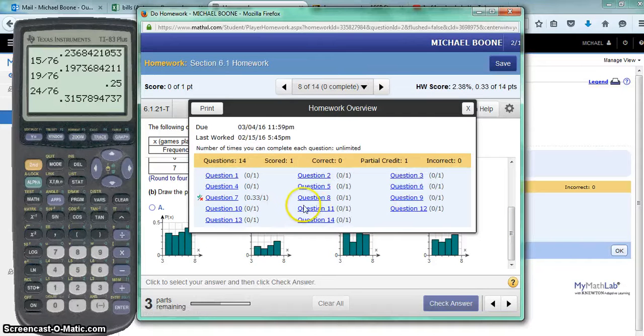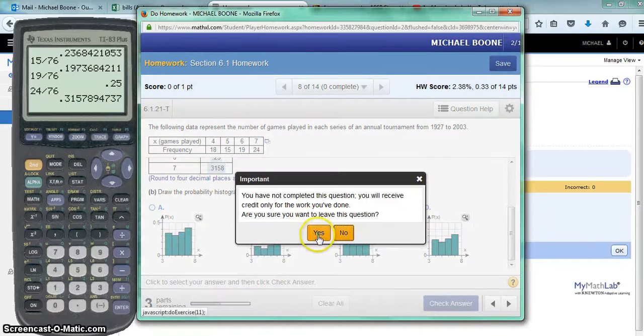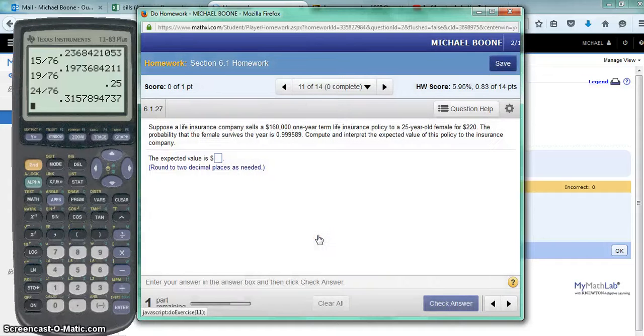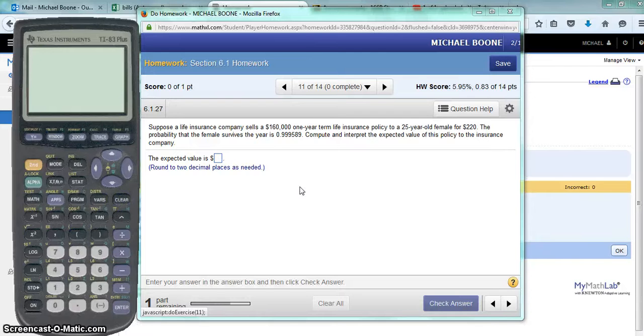One more to look at is an expected value problem. And so, again, here's some real-life applications of this. Suppose a life insurance company sells a $160,000 one-year term life insurance policy for $220. The probability that the female survives the year is that number. So now we're to compute and interpret the expected value of this policy to the insurance company. So there's only two things that can happen in a life insurance policy. The person lives or the person dies.